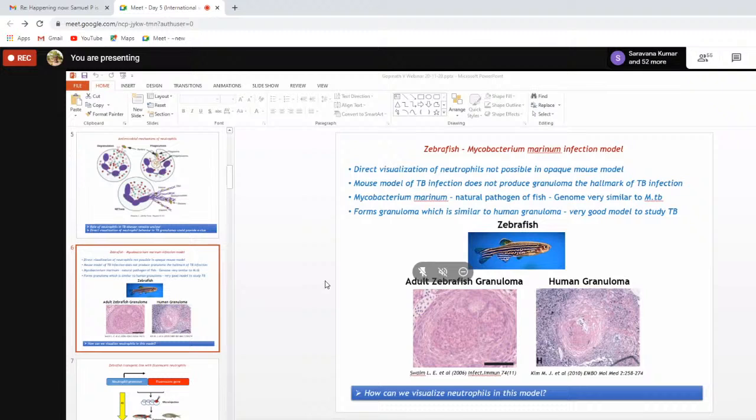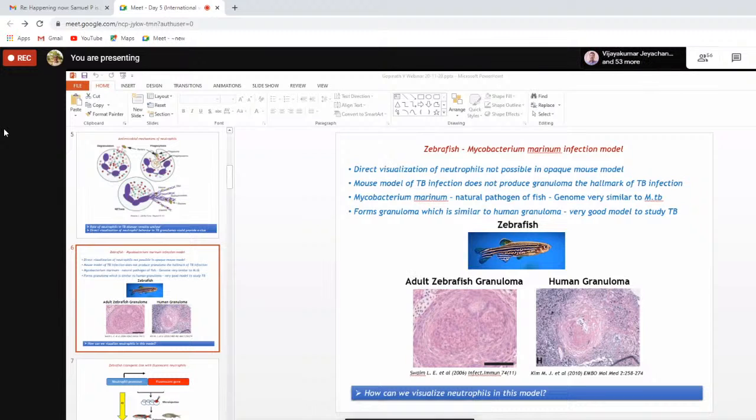Currently, the mouse model is the widely used model to study TB infection, but direct visualization of neutrophils is not possible in this model because it is opaque. Also, the mouse model of TB infection does not produce granuloma, the hallmark structure of TB, which I introduced in my previous slide.